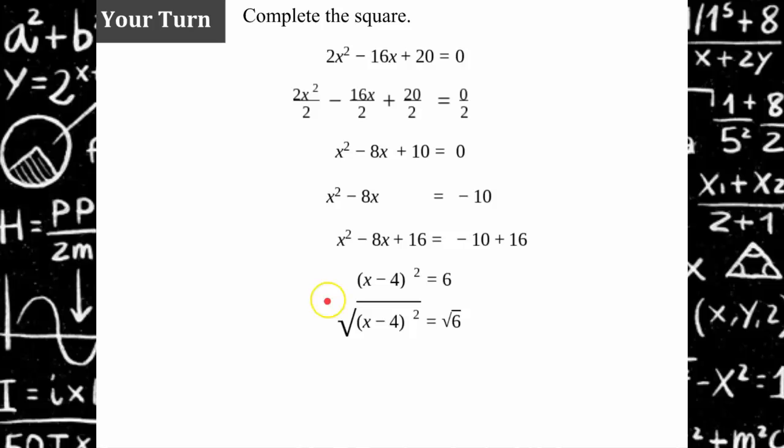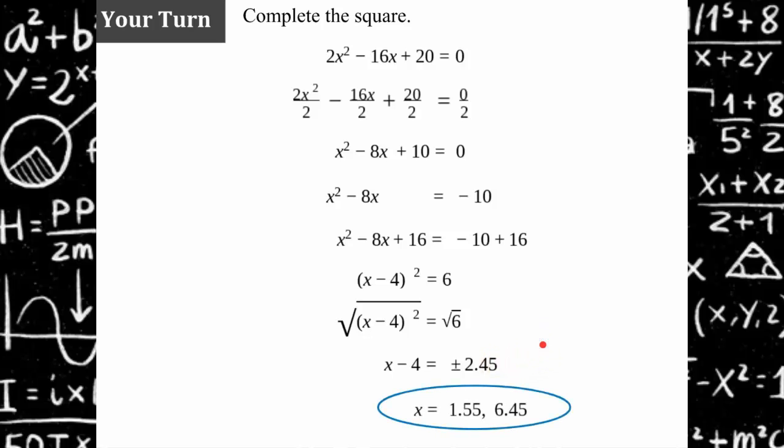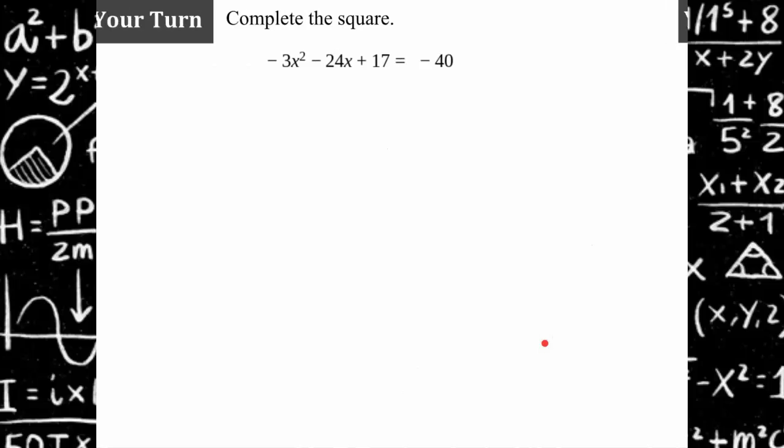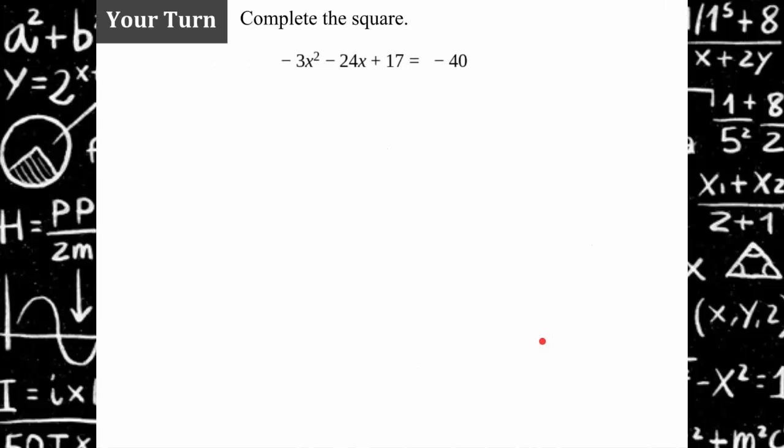Take the square root of both sides. X minus 4 equals positive and negative 2.45. Add 4 to both sides, and you get 1 and 55 hundredths and 6 and 45 hundredths. Okay, try another one. Go ahead and pause, complete the square, and come back to check your work.